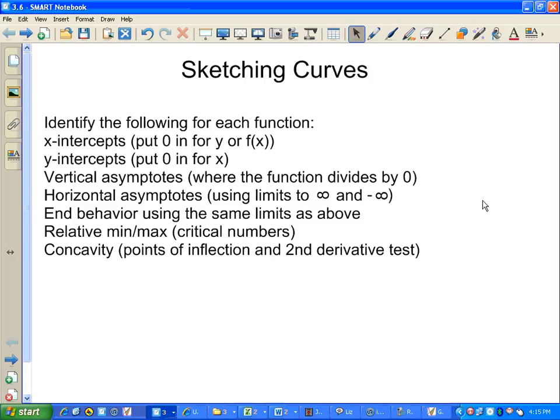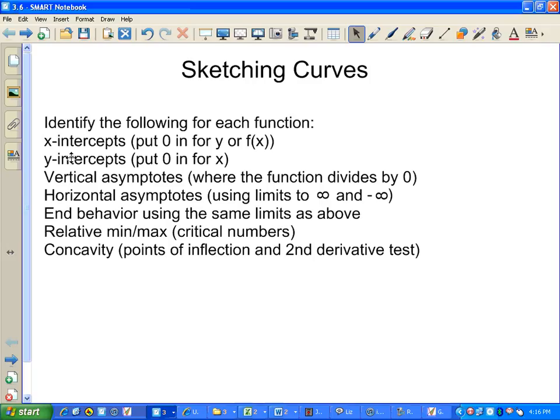We finally got all the tools we need to start sketching curves using our calculus. So I'm going to just briefly go through all the things that we're going to do, all the stuff we have to find before we actually sketch our curve, and then I'll go through a few examples.